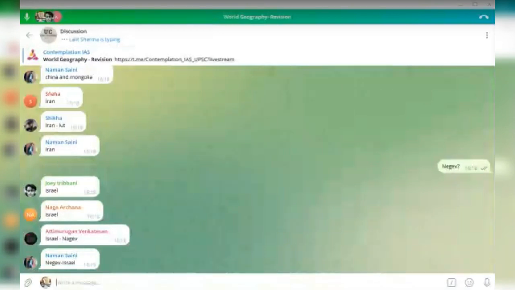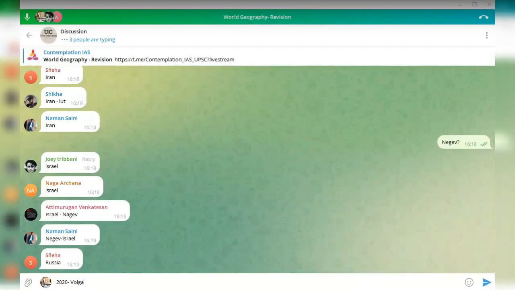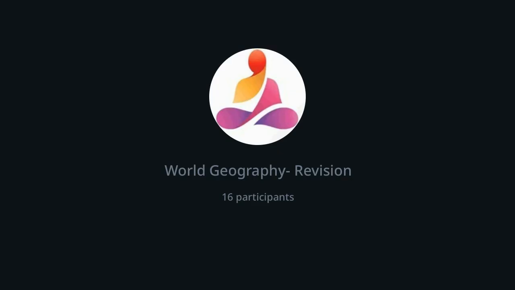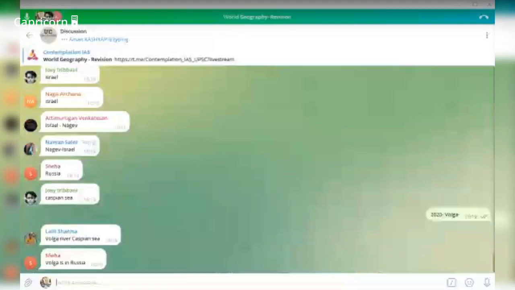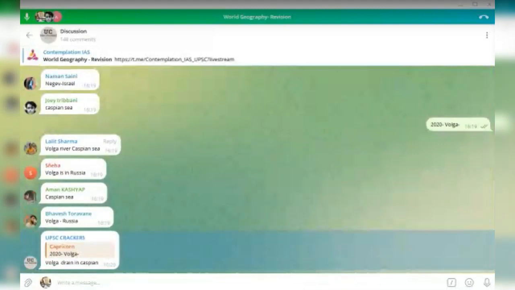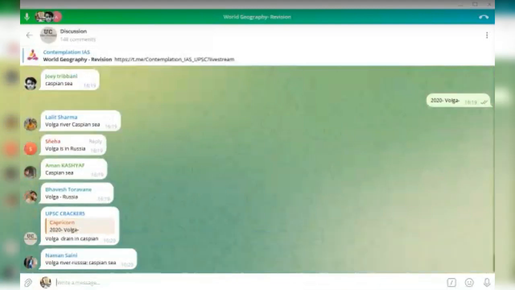Now there is a river named Volga. This is a PYQ of 2020. Okay, Volga. So in 2020 Volga was asked. Now Volga drains into Caspian Sea. Okay, correct. The draining point of Volga, the last point where it drains, that is Caspian Sea. Exactly. So that is the PYQ of 2020. Since this has been asked already, we can miss out on anything, but not on Volga at least. So we have to remember this.